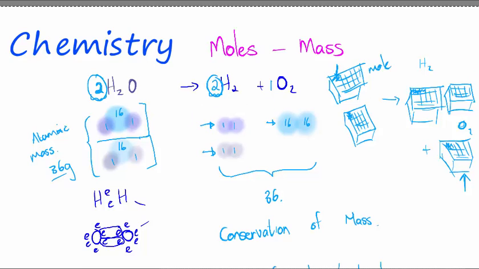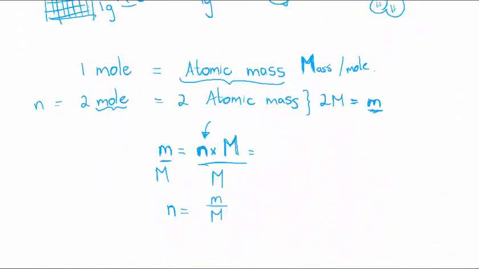Okay, so in this reaction, if I now have 18 grams of water, as an example, I might now ask, well, if I had 18 grams of water and I can completely break it down into hydrogen and oxygen, the question is how many grams of hydrogen will I have, and how many grams of oxygen will I have?